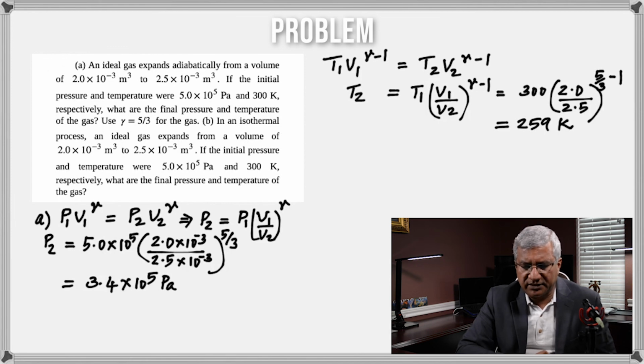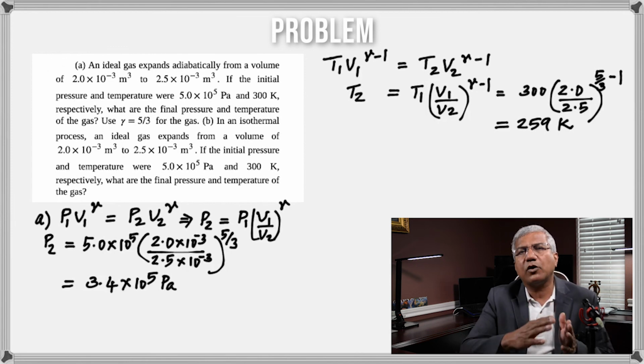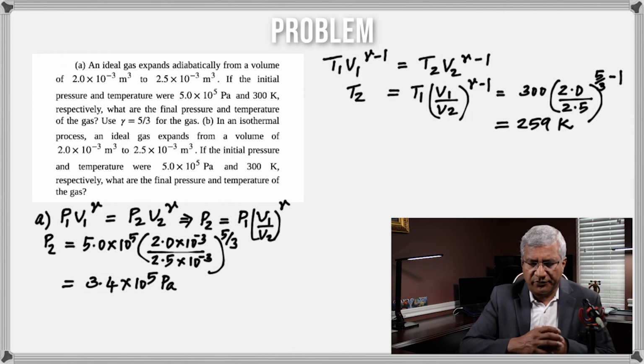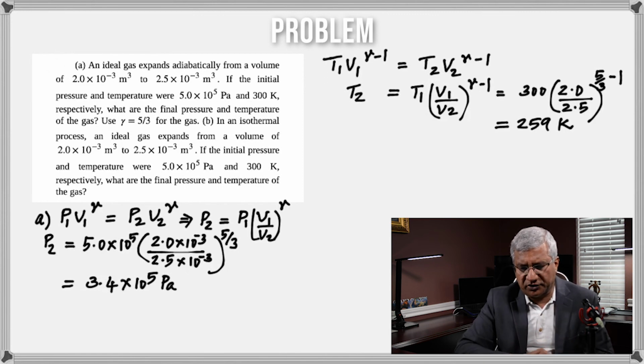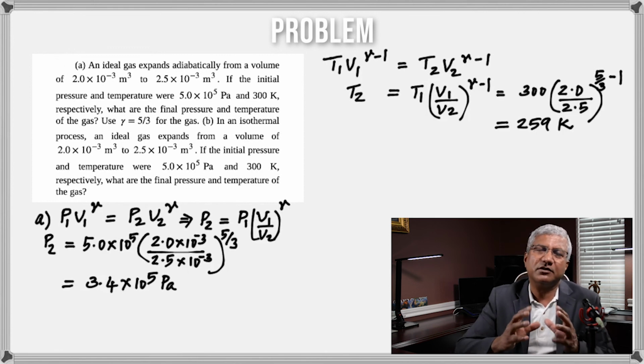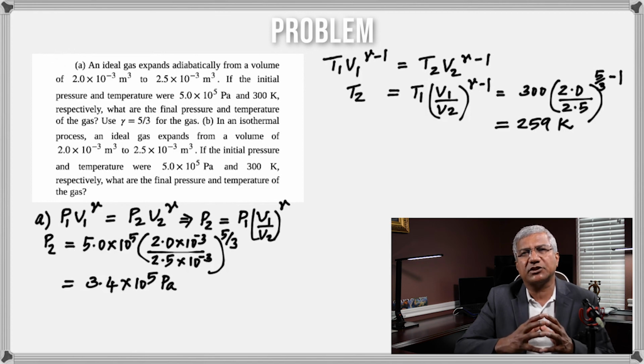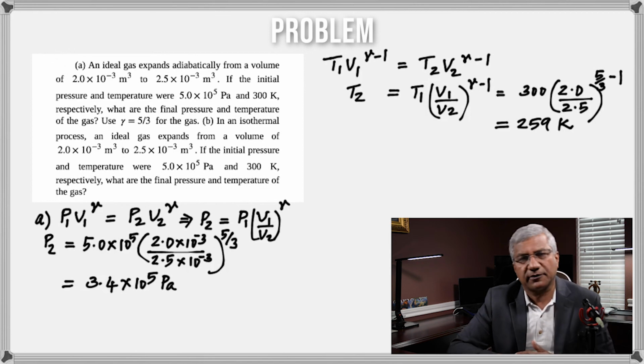In the B part, it says in an isothermal process. Now if it's an isothermal process and the ideal gas expands from the same volume range, and the initial pressure and temperature were the same, what are the final pressure and temperature? It is actually the same question, but instead of it being an adiabatic change, now what if it's an isothermal change? What is an isothermal change? It's where the temperature remains constant, isn't it? That means the final temperature should be the same as the initial temperature. So that is 300 Kelvin.